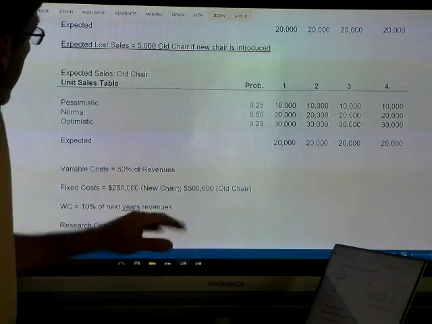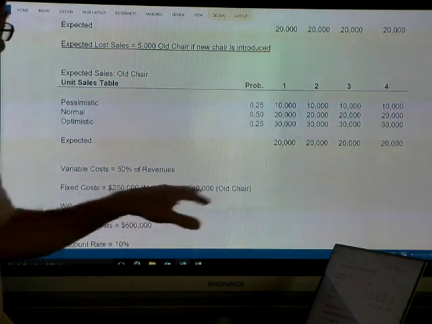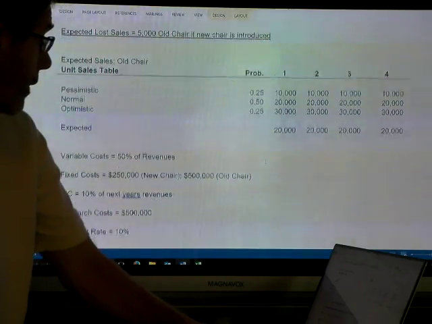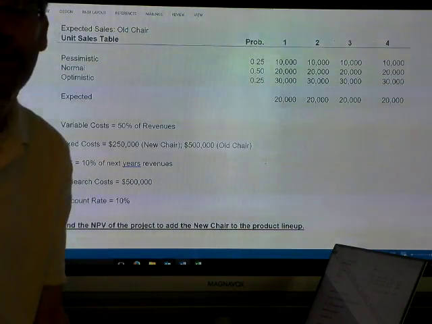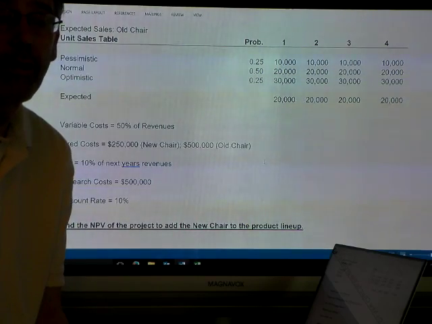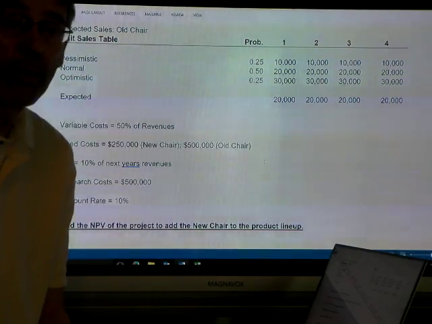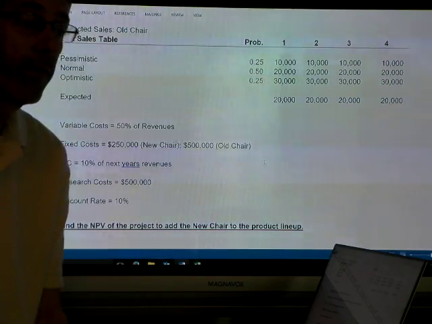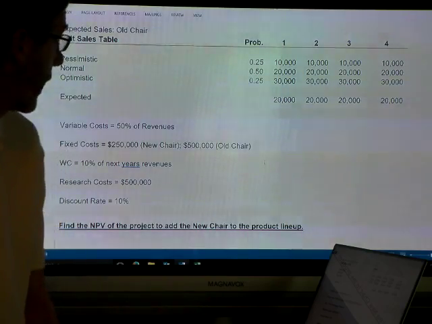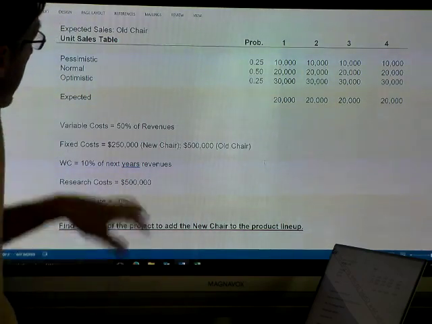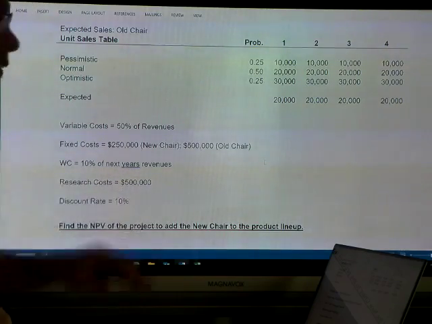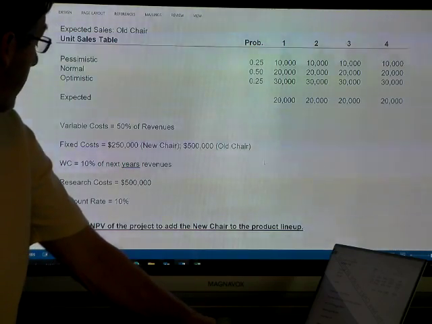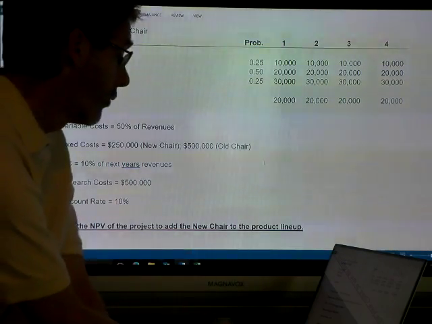Then I give some other details. Variable costs are 50% of revenues. Fixed costs are $250,000 for the new chair, $500,000 for the old chair. The reason the old chair has higher fixed costs is that presumably it is run on older machinery. There's a lot of the costs that go with it that would fall in the fixed category that end up being higher. Working capital is 10% of next year's revenue. It costs $500,000 in research to develop the new chair. The discount rate is 10%. So then find the net present value of the project. Okay, so those are the details.